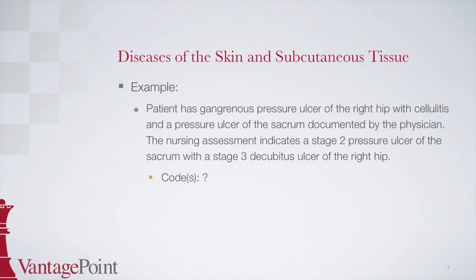Now I'd like to try some examples. Patient has gangrenous pressure ulcer of the right hip with cellulitis and a pressure ulcer of the sacrum documented by the physician. The nursing assessment indicates a stage 2 pressure ulcer of the sacrum with a stage 3 decubitus ulcer of the right hip. So how would you code this? Please pause the webinar to complete this example and then hit play to continue and learn the answer.